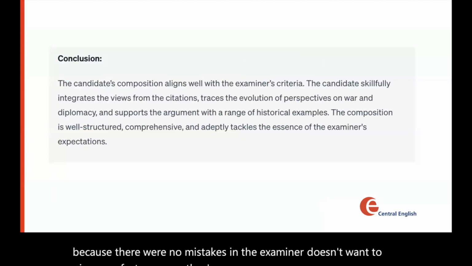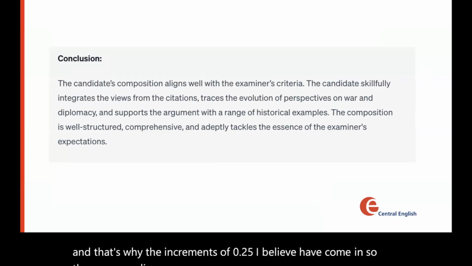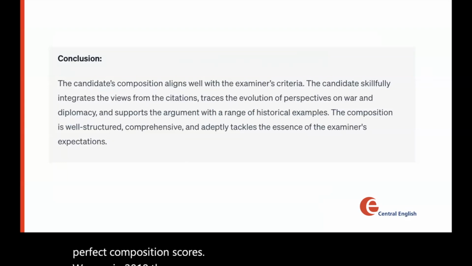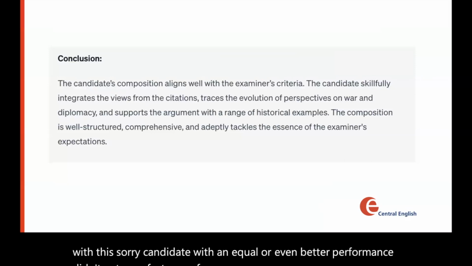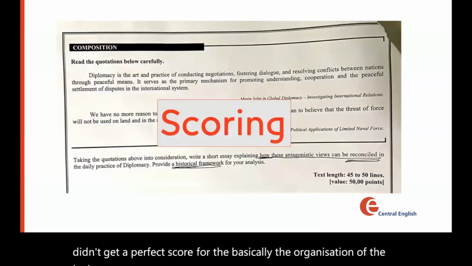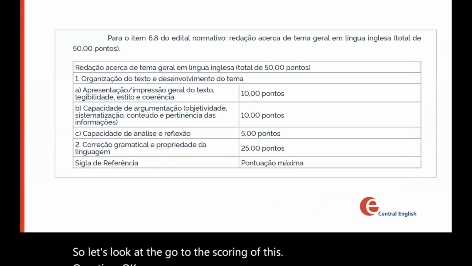So they're focusing now on the organization. And that's why the increments of 0.25, I believe, have come in, so they can penalize candidates so they all don't get perfect composition scores. We saw in 2019, there was a perfect score. And now this candidate, with an equal or even better performance, didn't get a perfect score for basically the organization of the text. So let's go to the scoring of this question. Okay. Well, we saw the scoring of the candidates before.